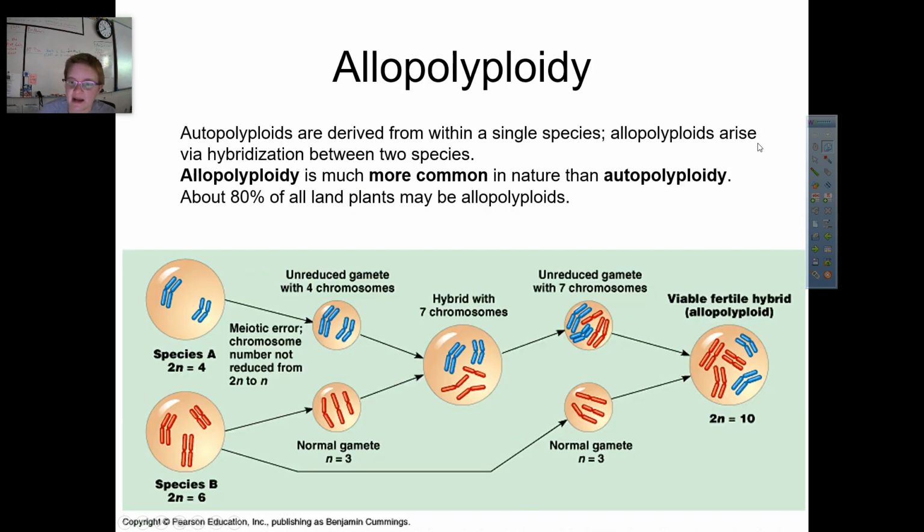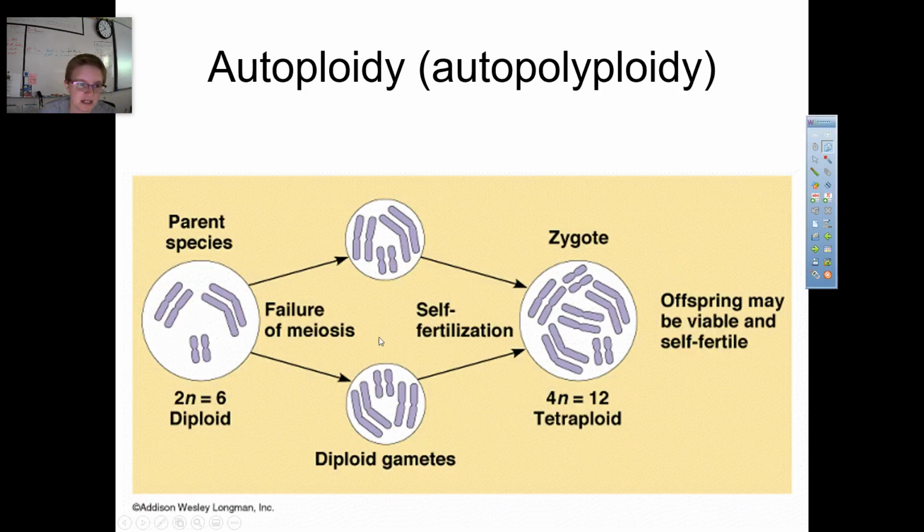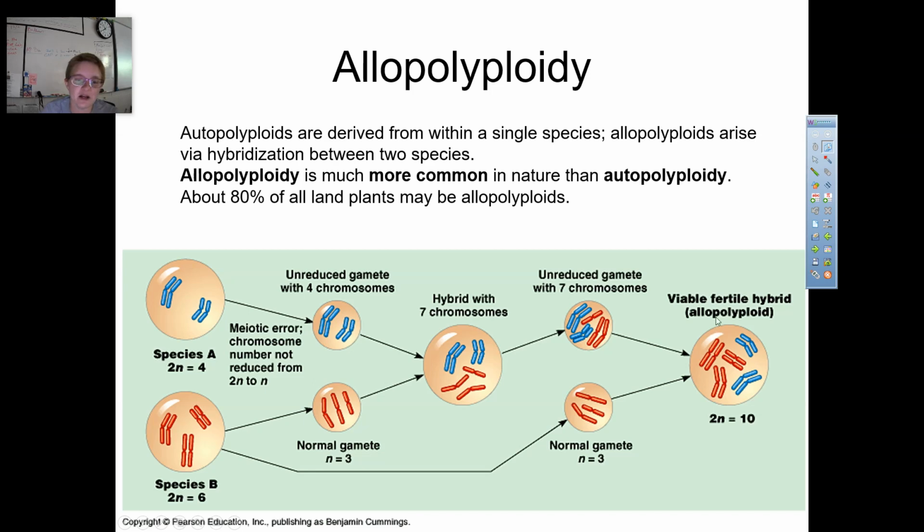Then there's allopolyploidy. Autopolyploidy is when they're the same species that just double their chromosomes. But allopolyploidy is actually much more common. And what happens is you'll have just weird meiosis errors combining with not weird meiosis errors and just kind of hybridizing weirdly. So here you have a meiosis error where you ended up having a gamete that ended up being diploid, but then you have this other gamete that was just n equals 3.